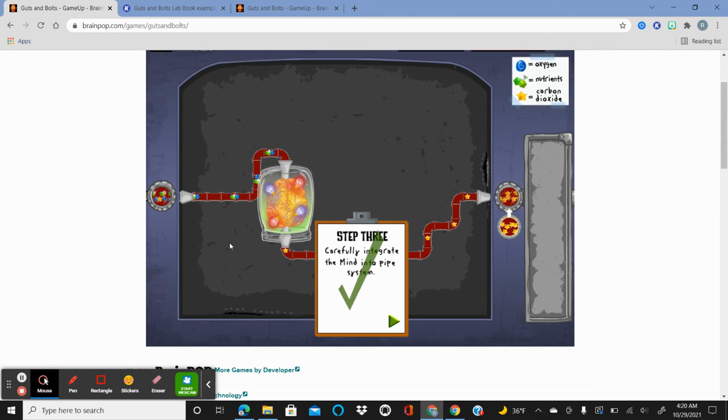There's the brain. So what's going into the brain? Well, all three molecules, right? The oxygen, the nutrients, and the carbon dioxide are going into the brain. What's coming out of the brain? Not all three molecules, only carbon dioxide. So that's what your diagram is going to show. All three going in, you're going to label the brain, and carbon dioxide going out.